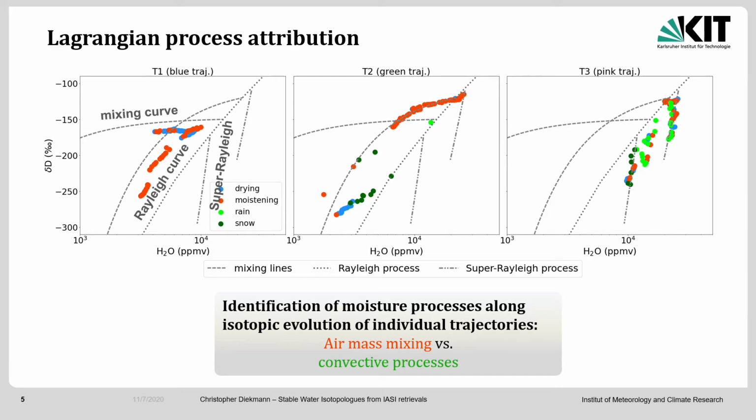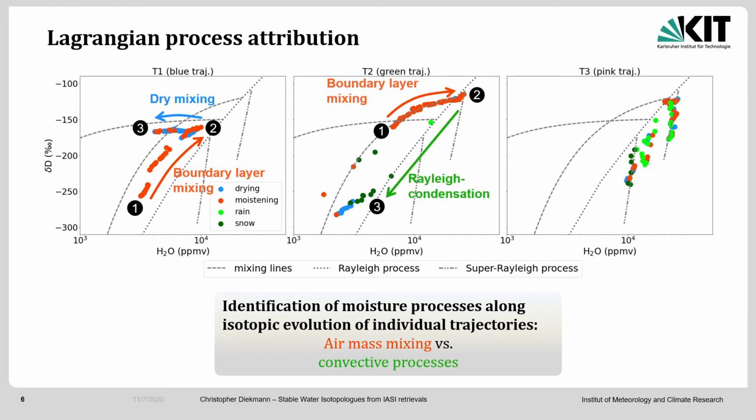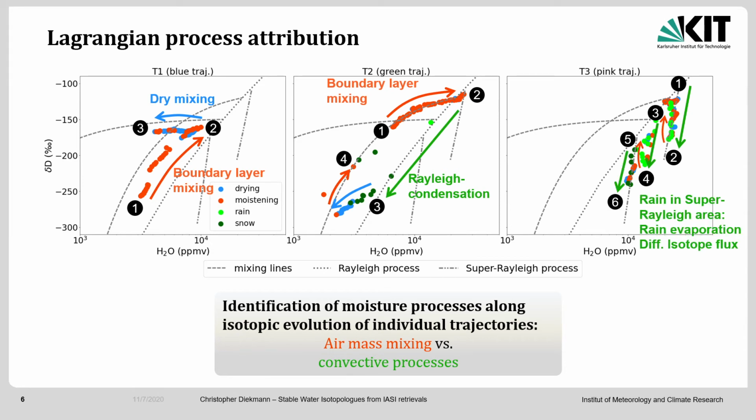In an extensive analysis, we added meteorological parameters like relative humidity, temperature, and cloud particles, and were able to attribute those colored parts to effects of individual moisture processes in agreement with the corresponding theoretical curves: moistening due to boundary layer mixing, drying due to large-scale subsidence, convective rain condensation, and rain evaporation.